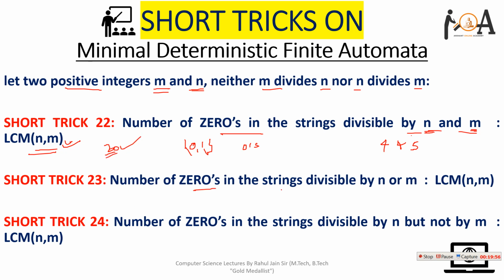Similarly, if the number of zeros in the string is divisible by n or m, here "and" is there, or "or" is there, in that case also you need to take LCM. In both cases, don't confuse, just take LCM.